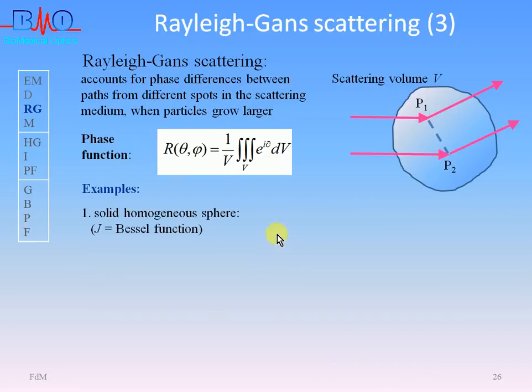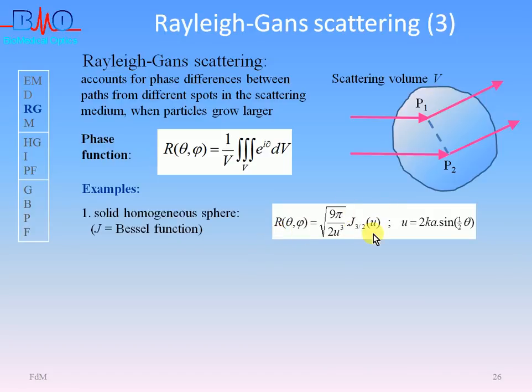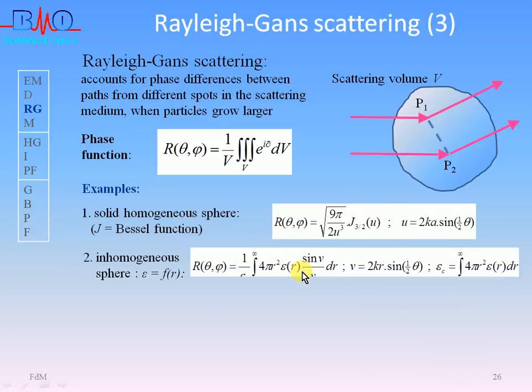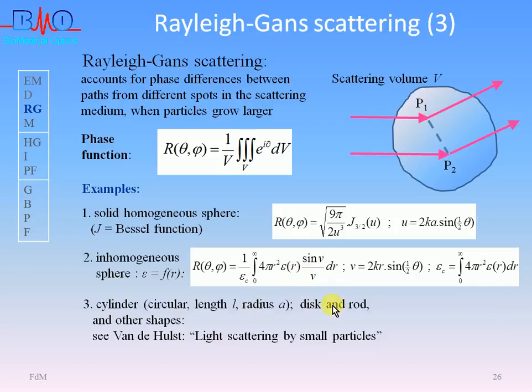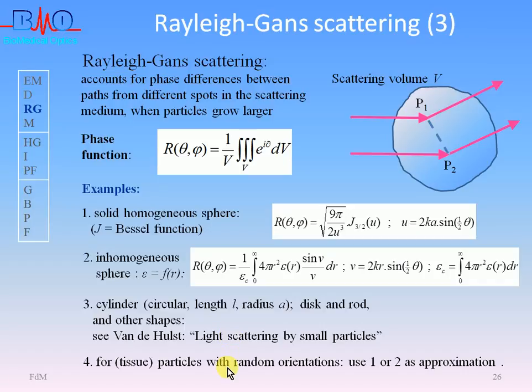Some examples. For a solid homogeneous sphere, we have a Bessel function. For an inhomogeneous sphere, you have to integrate over the radius, when the dielectric constant is a function of the radius. And for cylinders, disks, and rods, other shapes, information can be found in Van de Hulst. For tissue particles, frequently example 1, expression 1 or 2 is used, because the particles mostly can be considered as having random orientations.